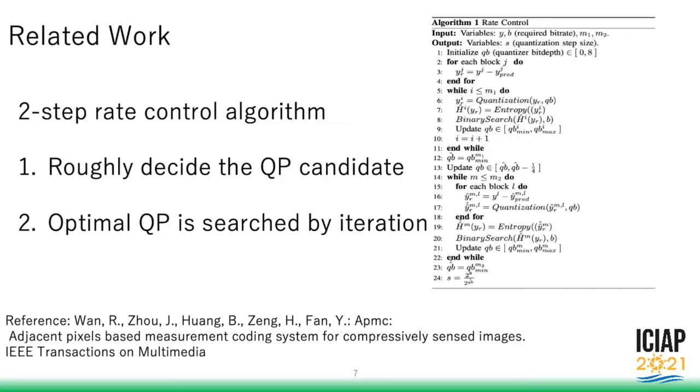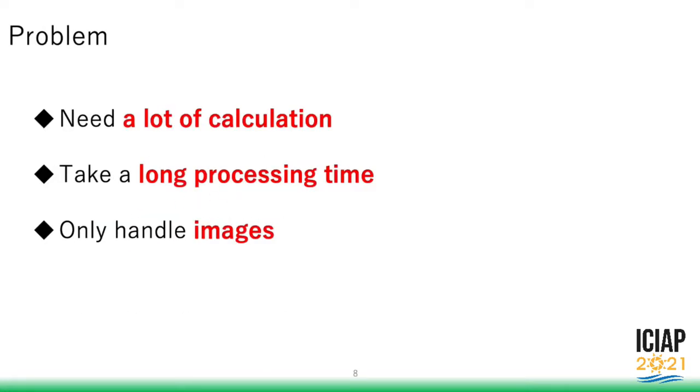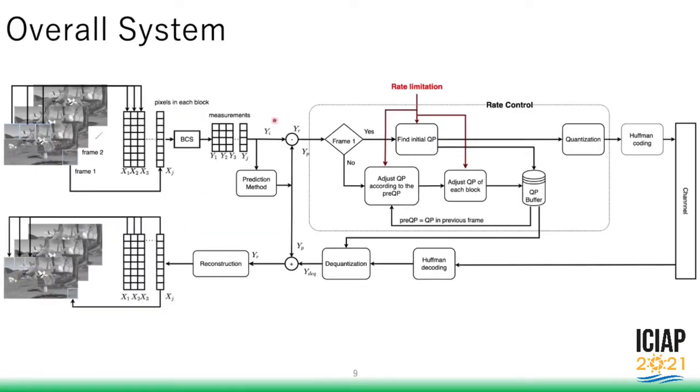This is related work on rate control. It has a two-step rate control algorithm. At first, roughly decide a QP candidate, and then the optimal QP is searched by iteration. But this method has a lot of calculation, takes long processing time, and only handles images, so we propose a way that solves this problem.